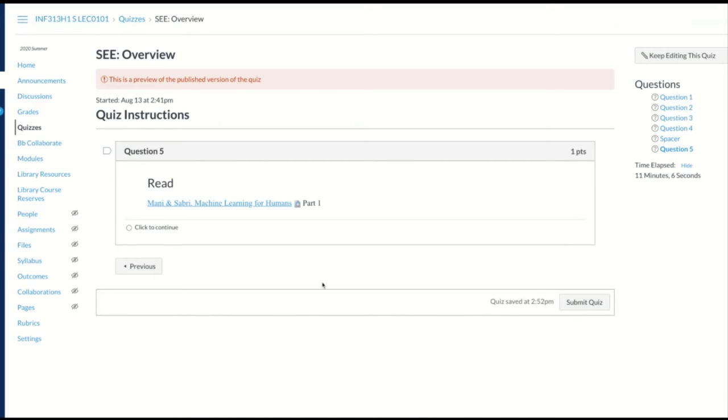Before we move on to the next one, there's a chapter in this book called Machine Learning for Humans that kind of gives an overview of all the stuff we'll do in the last 2 modules.